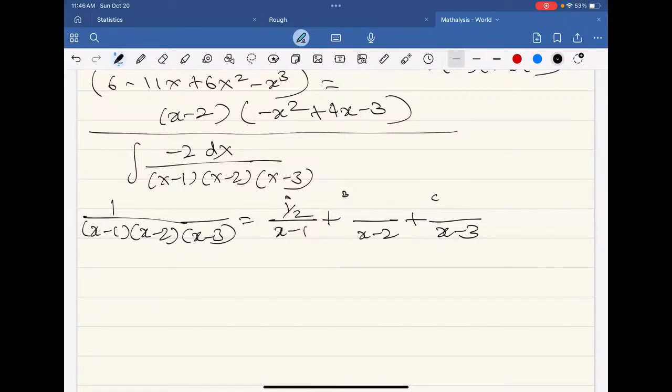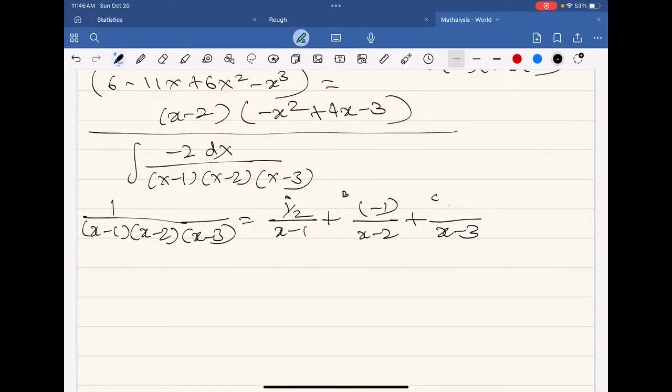Now for x minus 2, cover this one and substitute 2. 1 by 2 minus 1, 2 minus 3, which is negative 1, right? So we'll have negative 1 over here. Remove that now, and we will have minus 1 over here.